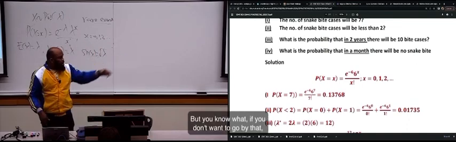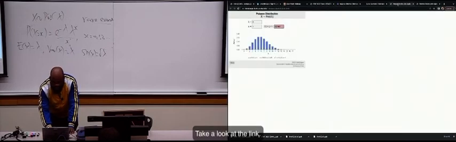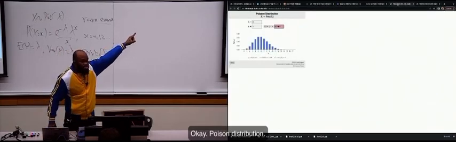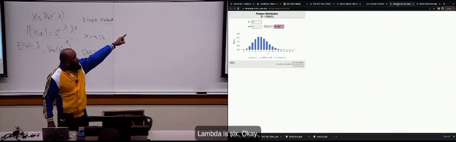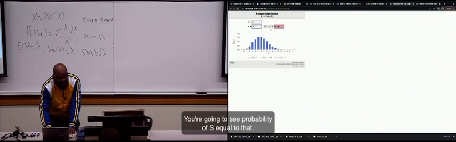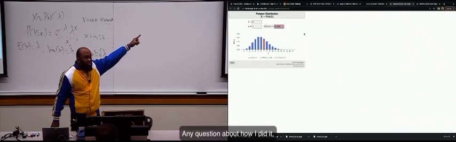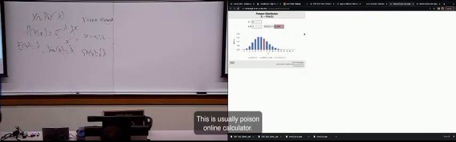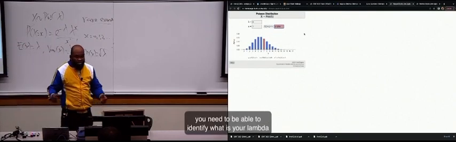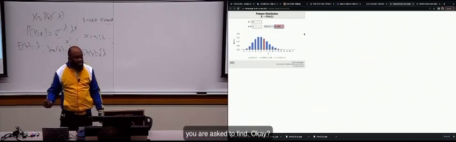But if you don't want to go by that, you can use the link that I shared. Take a look at the link. Poisson distribution, lambda 6. Now x equals 7. I'm just going to come here and plug in 7. I've already plugged in my lambda. For exactly, you're going to see probability of x equal to that. When I compute that, what do I get? I got the same value. Any question about how I did it? This is using the Poisson online calculator. Like I said, all you need to do is identify what your lambda is and what values of x you are asked to find.